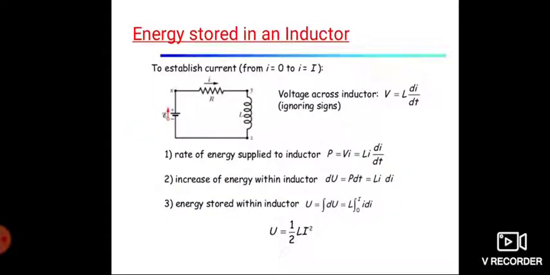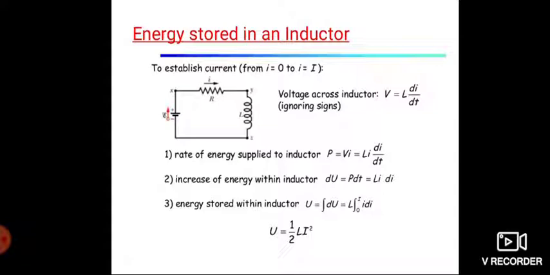Next is energy stored in an inductor. Consider a coil of self inductance L henries. Let the current flowing through the coil increase gradually from 0 to a maximum value of I in t seconds, to establish current from I equal to 0 to I equal to I. So voltage across the inductor V equal to L into di by dt. The voltage gradually increases with respect to time.